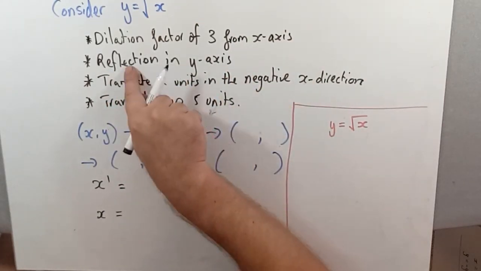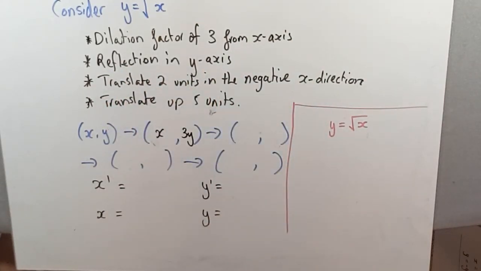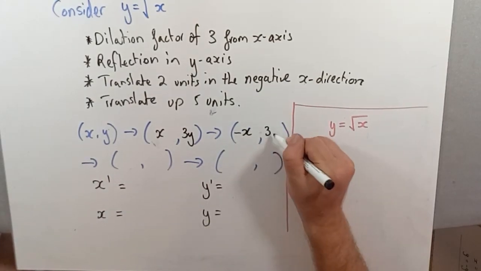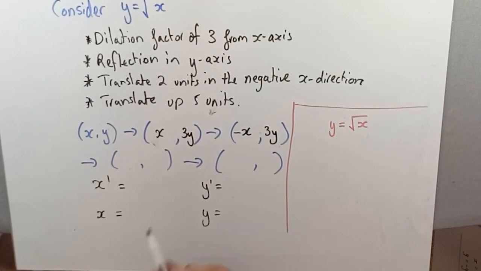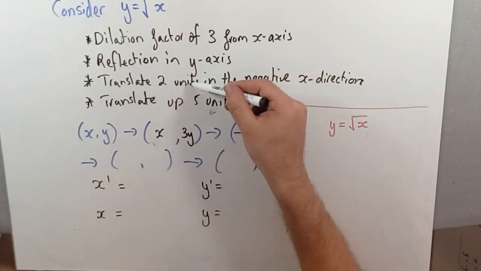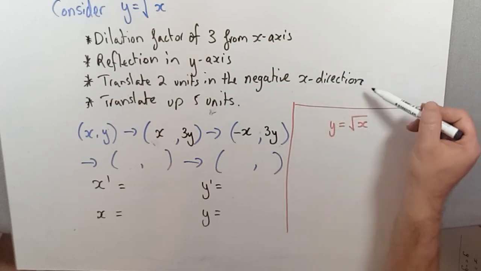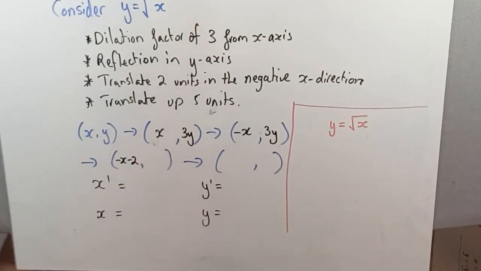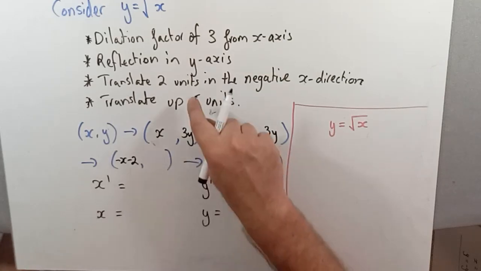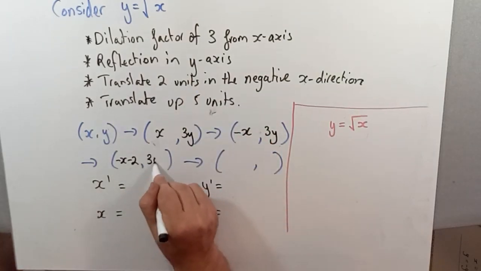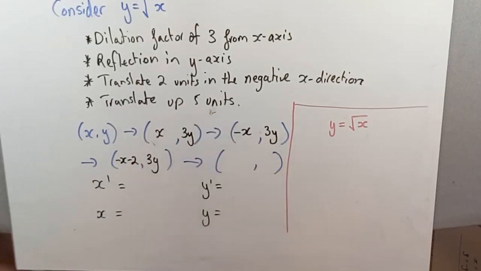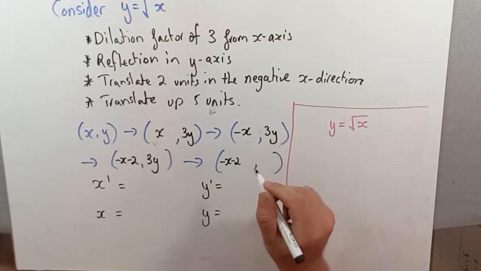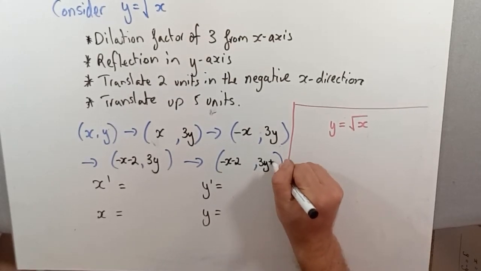That's the first bit. Then I'm going to do this one. So I'm going to start with this, and then I'm going to reflect it in the y-axis. To reflect it in the y-axis, I change all those x values. Okay, so I'll start from here, and then I'm going to translate 2 units in the negative x direction. I've started with negative x, so I'm going to move that left 2 spots. This is going to stay the same for now. Then I'm going to translate it up 5 units, so I've got 3y plus 5.